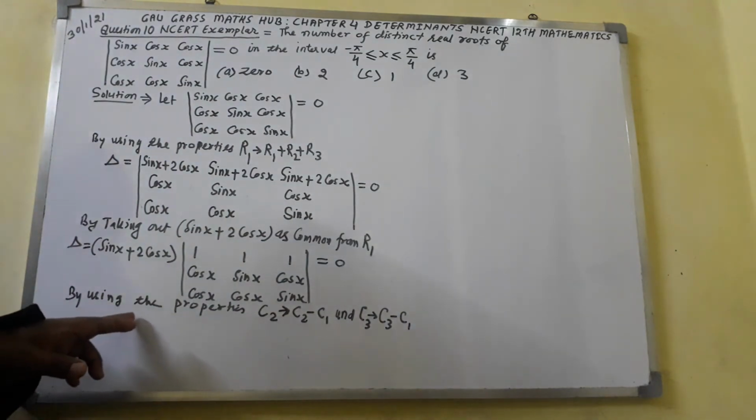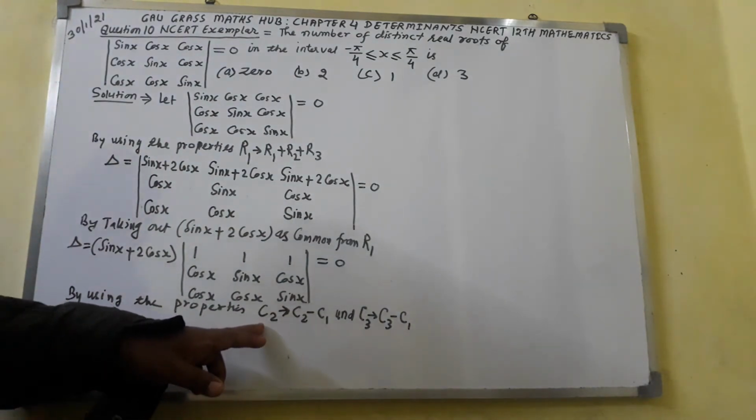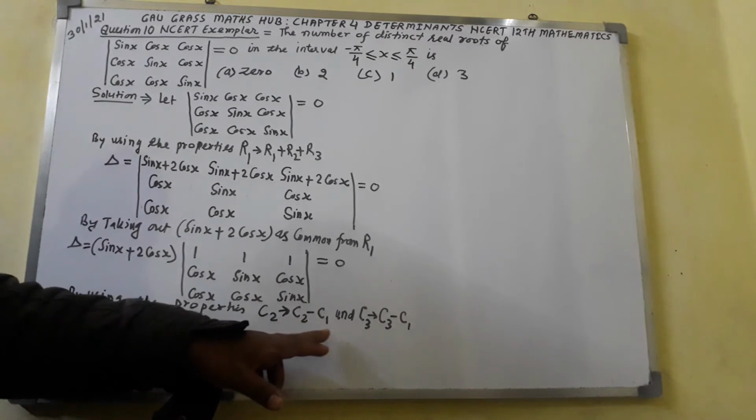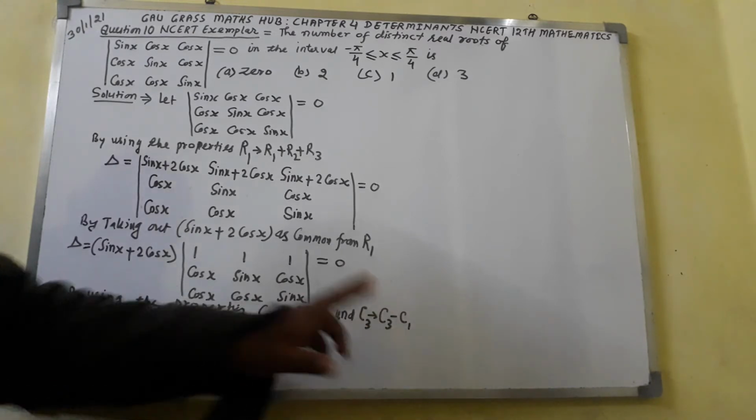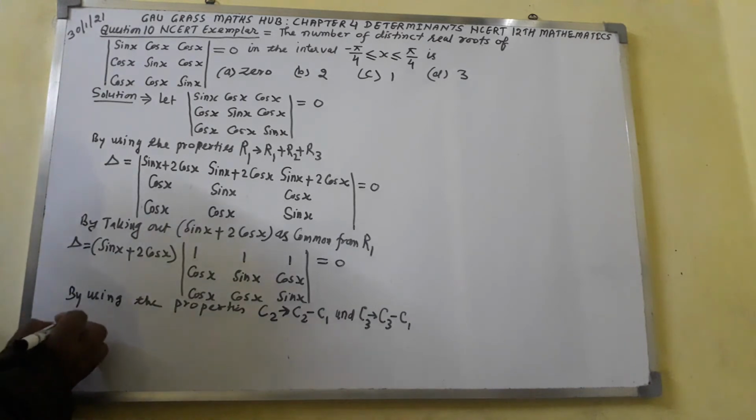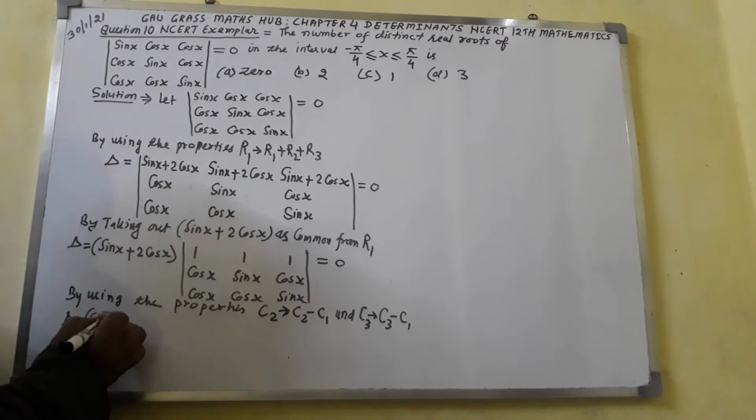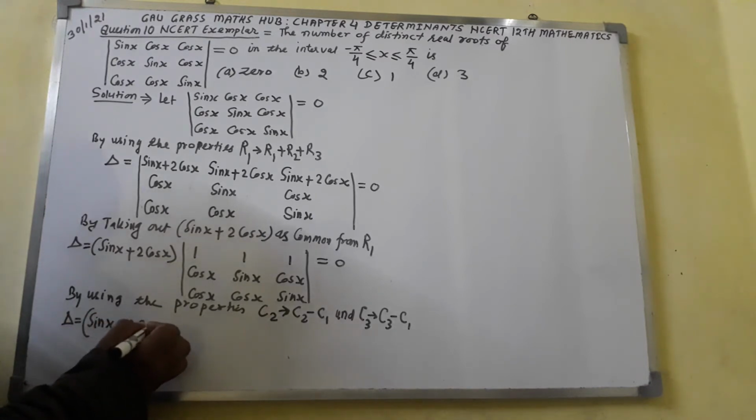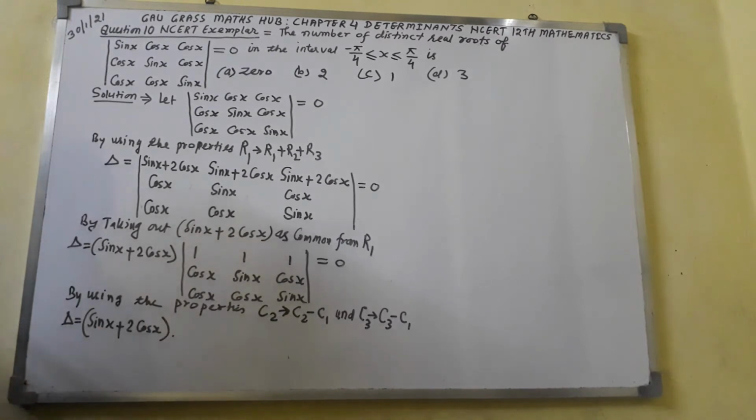By using the properties C2 goes to C2 minus C1 and C3 goes to C3 minus C1, you will get here det equal to sin x plus 2 cos x. Here it will become det.